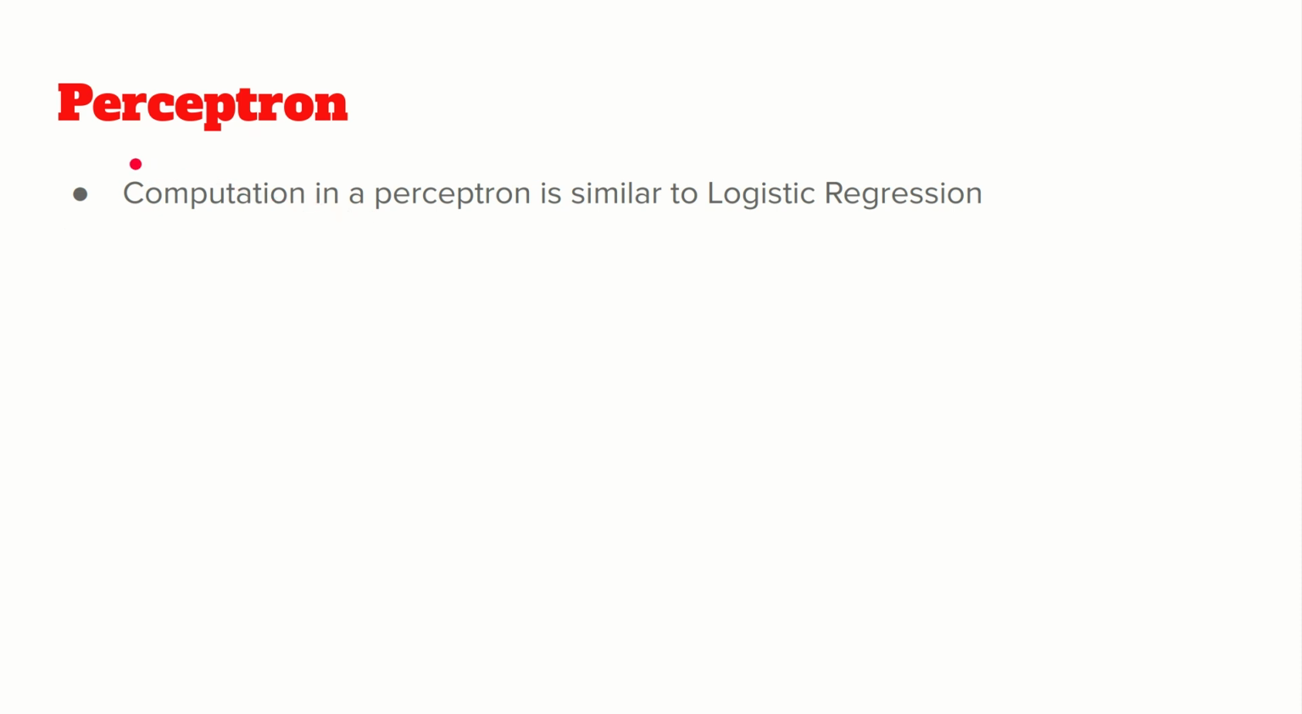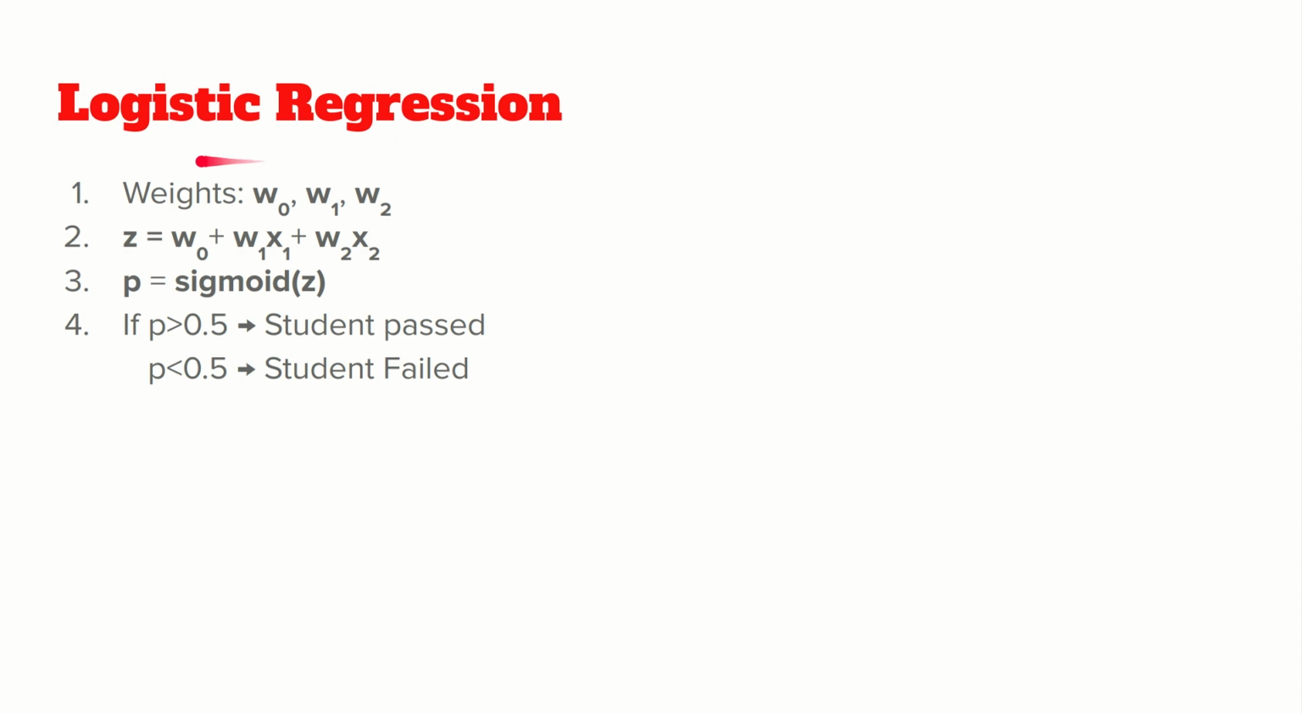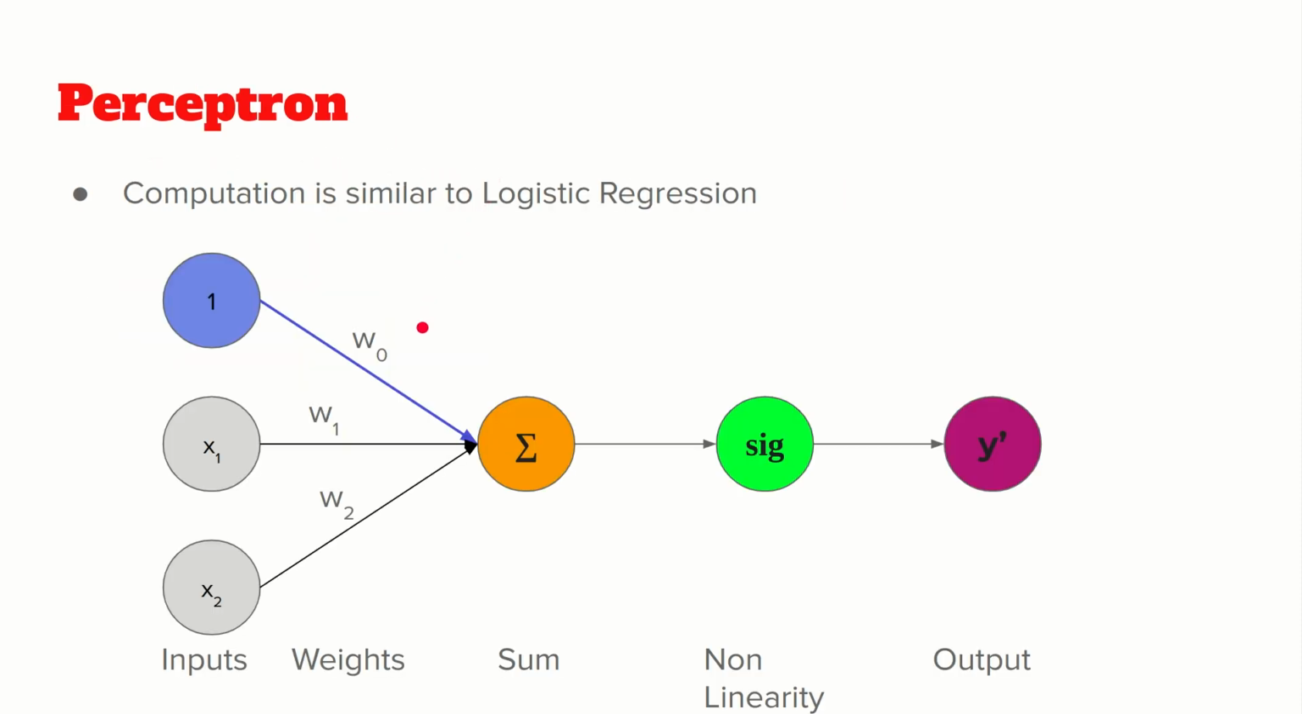Now the computation that happens in a perceptron is very similar to the logistic regression that I have explained over here. This will be clear with this particular diagram. We'll have features x1 and x2. We'll take the weighted sum of x1 and x2. We'll multiply x1 with w1 and x2 with w2. That will give us the weighted sum over here.